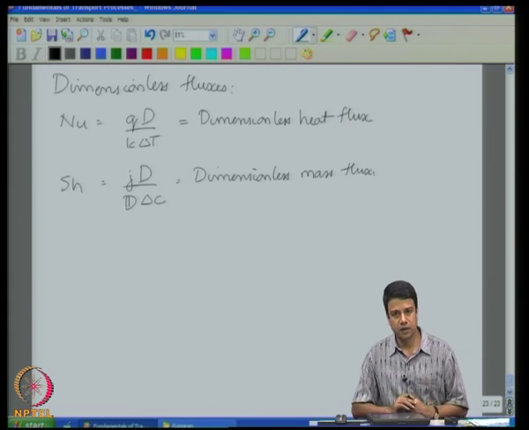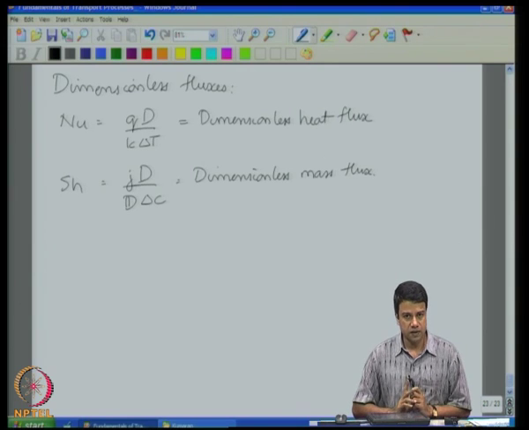So, all of the correlations that we have seen so far relate these dimensionless fluxes, the dimensionless heat flux and dimensionless mass flux, to the ratios of convection and diffusion of momentum, the ratio of diffusion of mass and momentum, and the ratio of diffusion of heat and momentum.